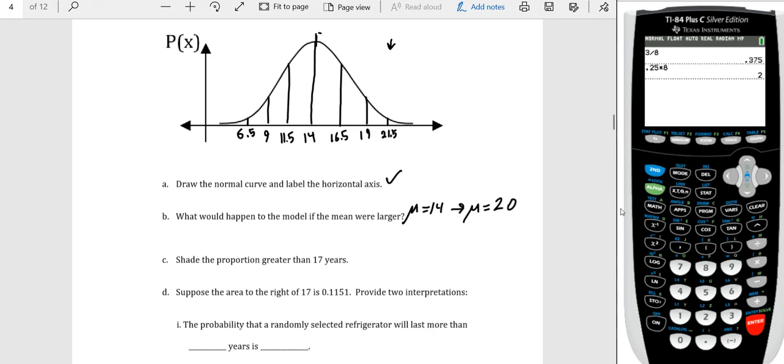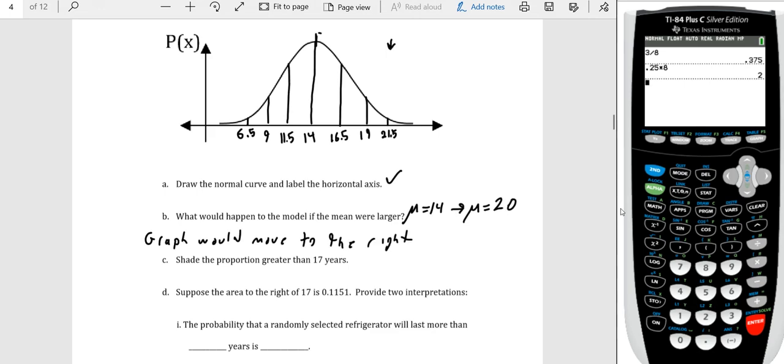So all that would happen is that the graph would move to the right. However, the shape stays the same. That's all that would happen here if the mean increases. All right. So that's just theoretical, making sure we know what happens with the distribution.